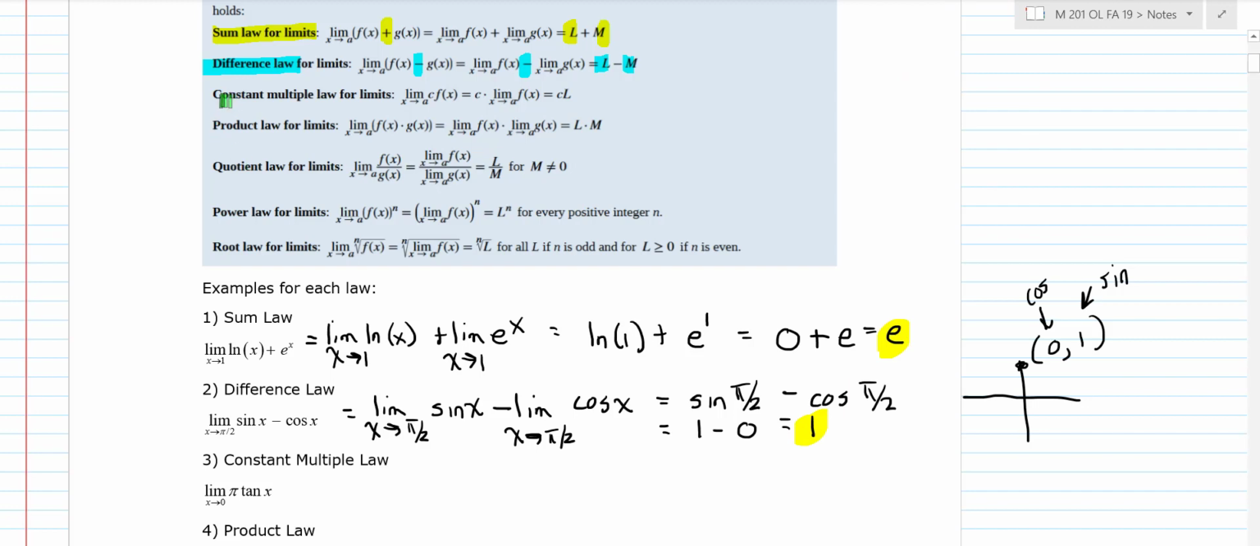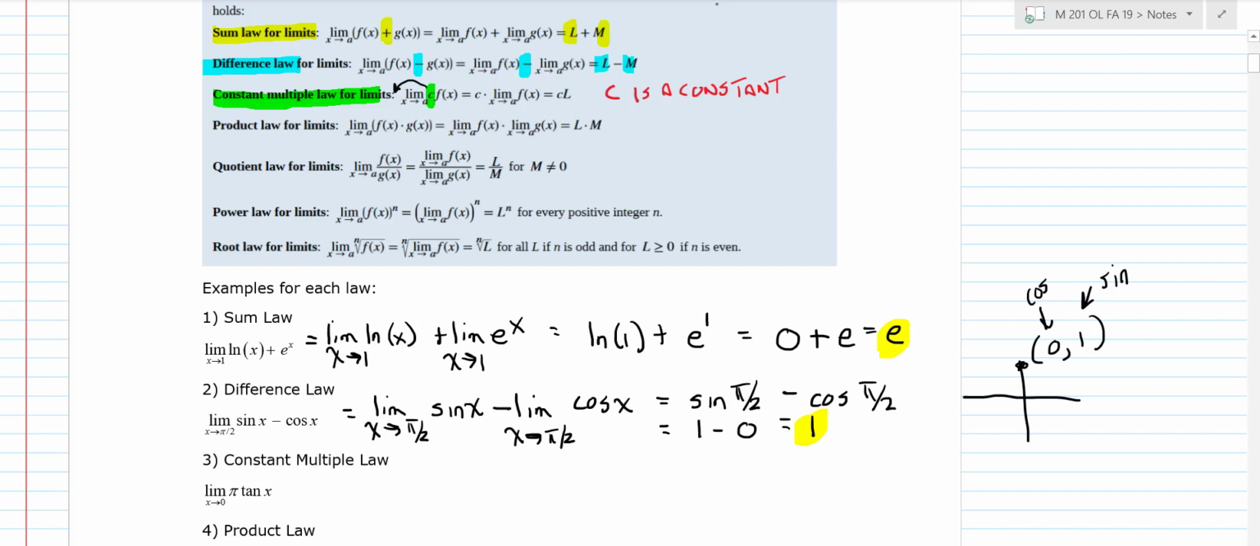The third one is the constant multiple law. What that says, if you're doing a limit of a constant c, and c stands for a constant, what I mean by a constant is just some real number. It's not a variable, it's any real number. According to this, if you have a limit of a constant times a function, that comes out in front, and then you have c, the value of the constant, times the limit of f of x. So if L is the value of the limit, you end up just doing c times L.